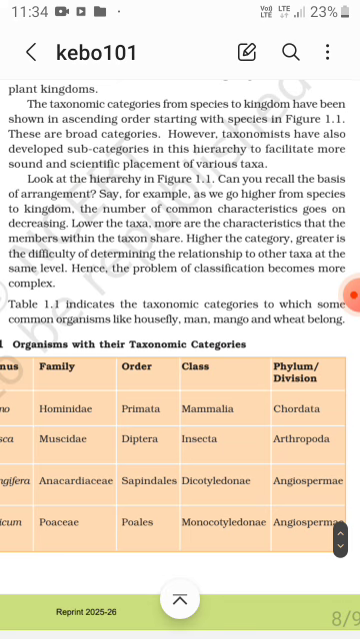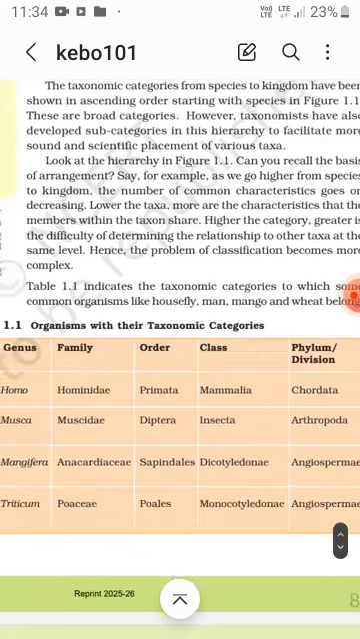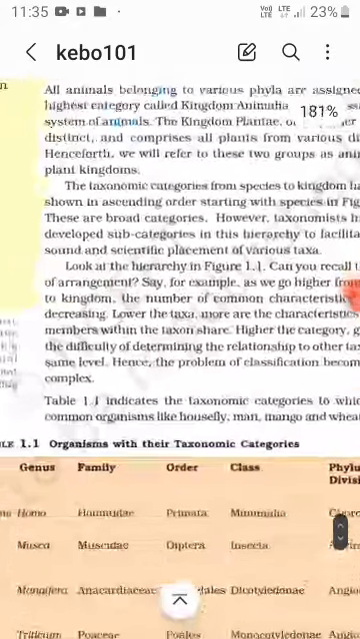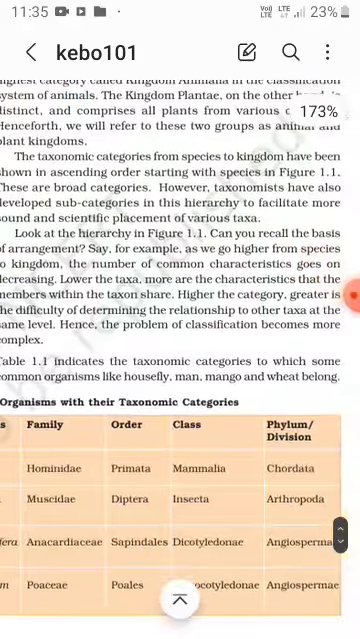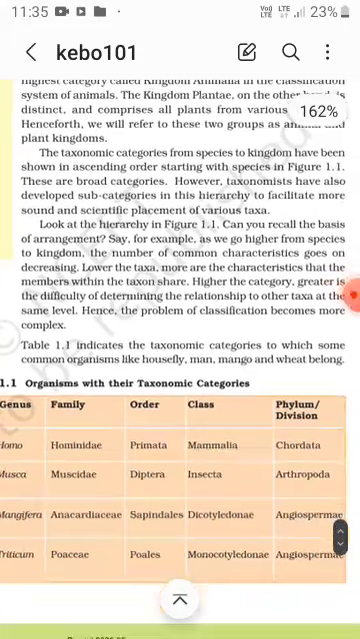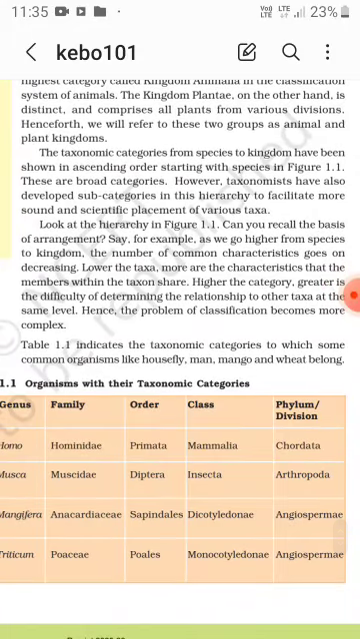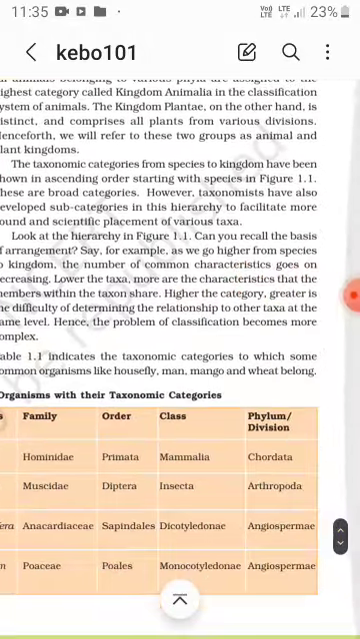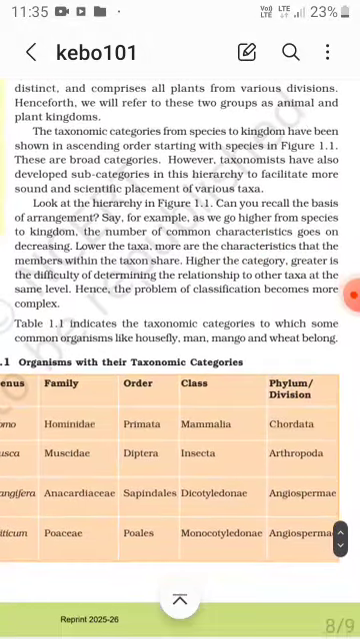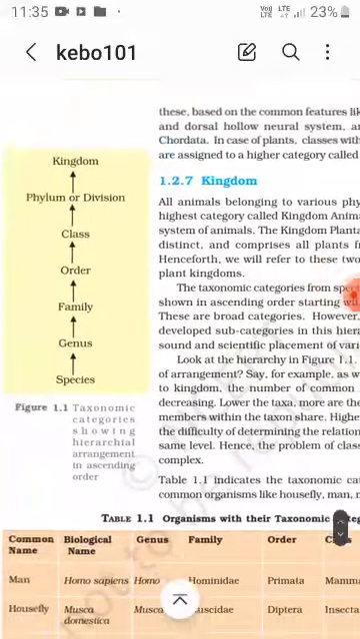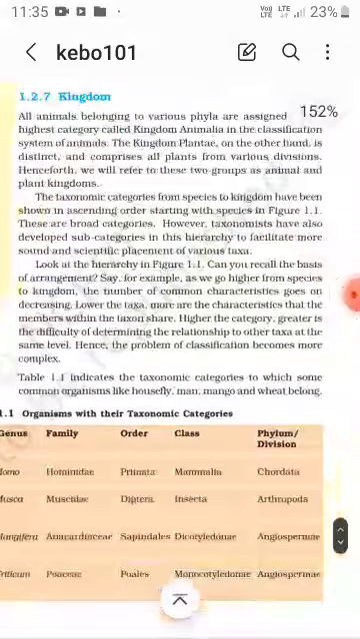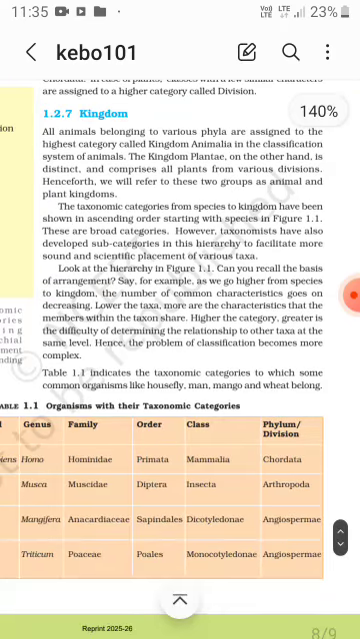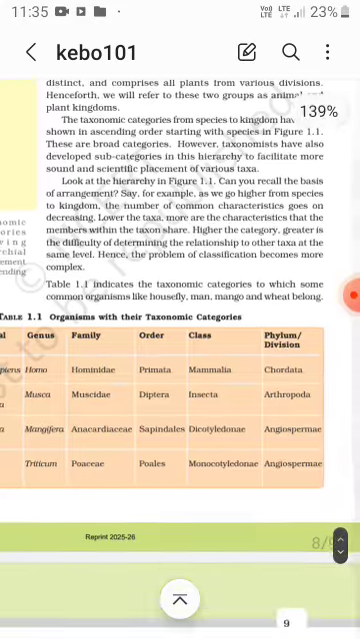As we go higher from species to the kingdom, the number of common characteristics goes on decreasing. Lower the taxa, more are the characteristics that the members within the taxon share. Higher the category, greater is the difficulty of determining the relationship to other taxa at the same level. Hence, the problem of classifying becomes more complex.